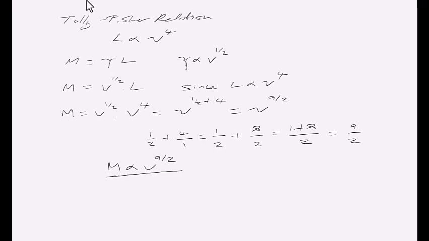Therefore, if the luminosity scales as velocity to the power of four, and the mass to light ratio scales as the velocity to a half, then we've shown that the total galaxy mass scales as the velocity to the 9 over 2, or 4.5. And so it has a strong dependence on rotational speed. So that's the end of that example.